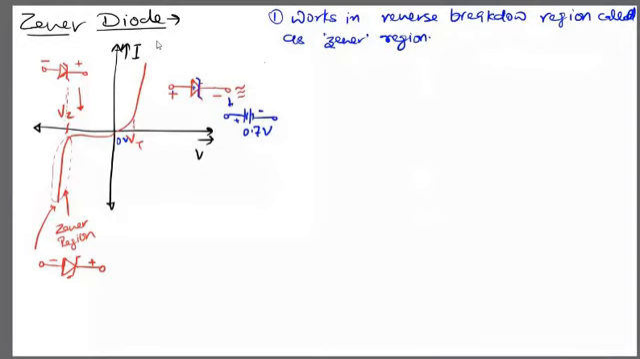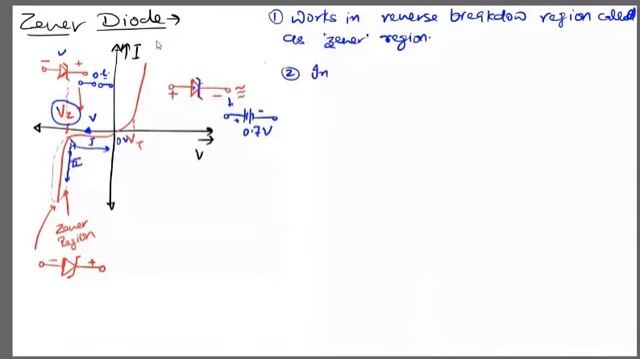Whenever we work in the reverse bias region, we can categorize it into two parts. This is the first part up to here, and after this, this is the second part. In the first part, the diode is totally off and acts as an open circuit.